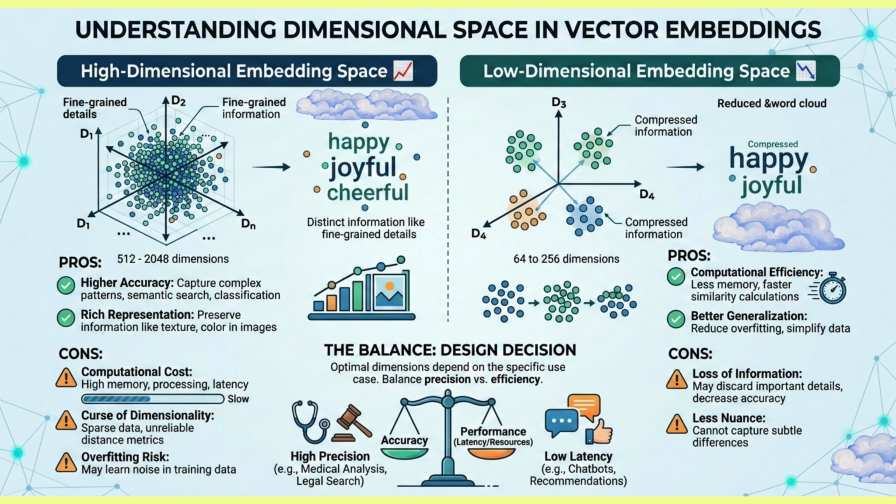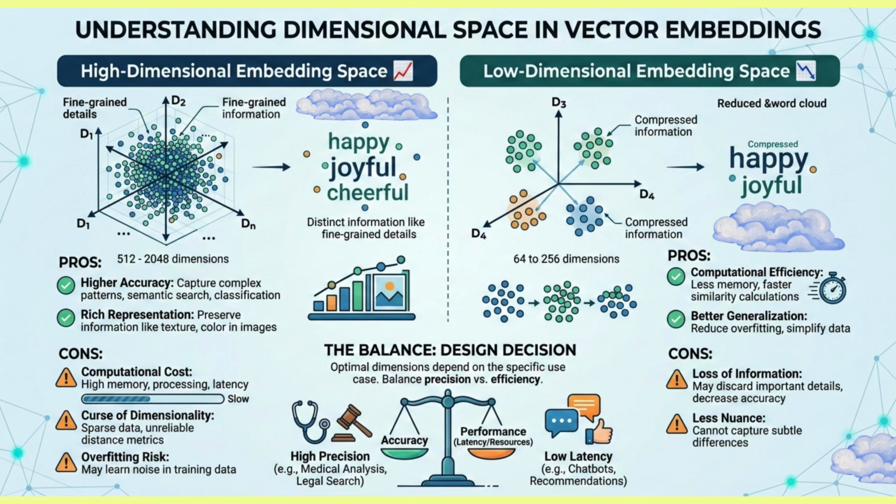Now the pros would be, first of all, higher accuracy. It can capture more complex patterns and relationships, leading to more accurate results in tasks like semantic search and classification. Another would be rich representation. It preserves more information from the original data, such as texture and color in images.